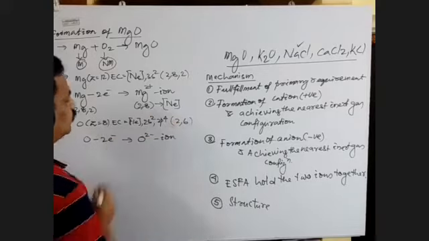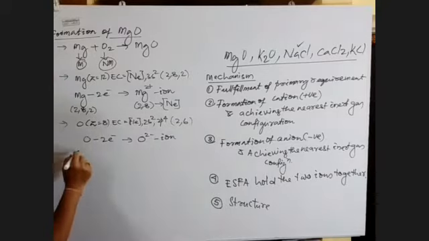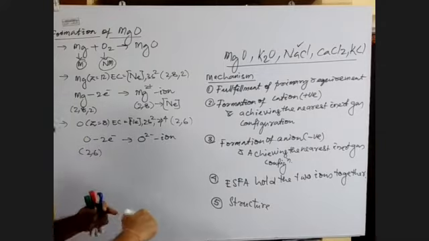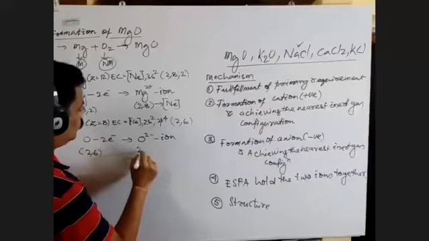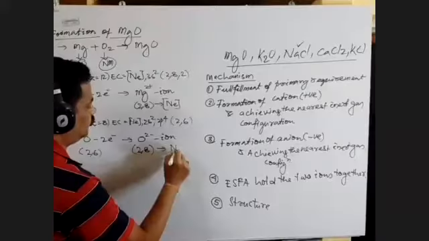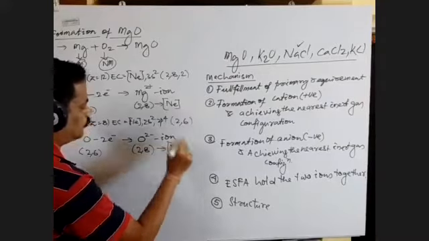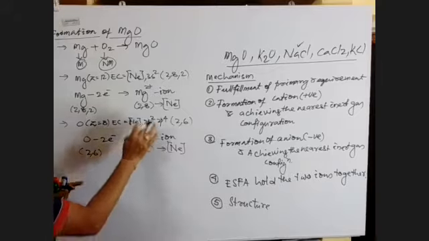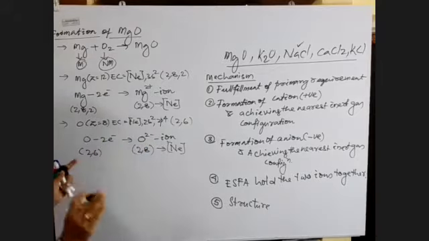O2 minus ion. So the initial configuration is 2, 6. By gaining 2 more electrons added, it becomes 2, 8. And it is achieving the nearest inert gas configuration of neon. Right. So both oxygen 2 minus and magnesium ion are now stable.